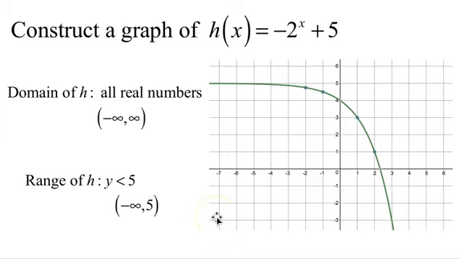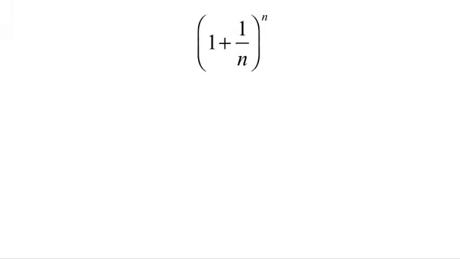So just a little discussion on how to graph exponential functions. Next, we're going to look at a very important constant in mathematics. Some argue the most important constant in mathematics. It's defined in a sense by this function, 1 plus 1 over n to the n. Now let's look at various values of n and how this behaves.